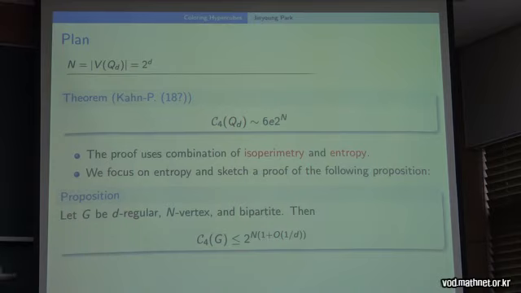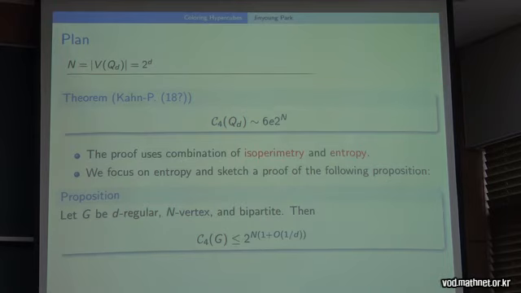This is a weaker proposition which says that if G is d-regular, n-vertex and bipartite, then C4(G) is bounded by this quantity. Please compare those two quantities. In our theorem, it has 6 times e times 2 to the n, and here we have 2 to the n times something that tends to infinity. So this is a much weaker bound, which is natural because we didn't use anything about the hypercube in this proposition. The sophisticated structure of hypercubes gives that tight bound. Okay, then let's prove this proposition.